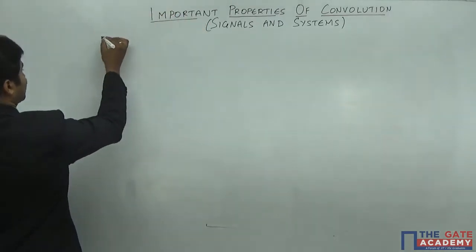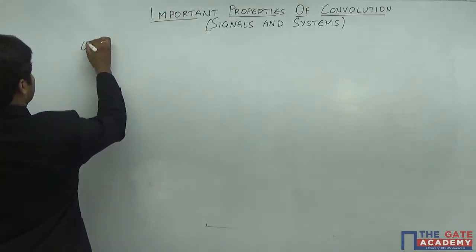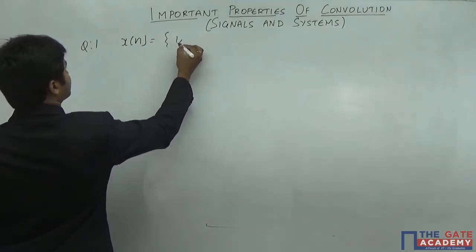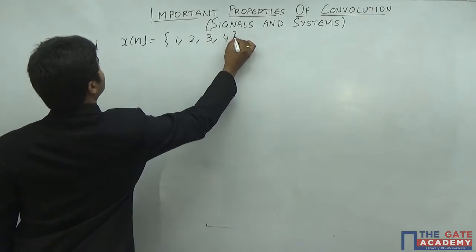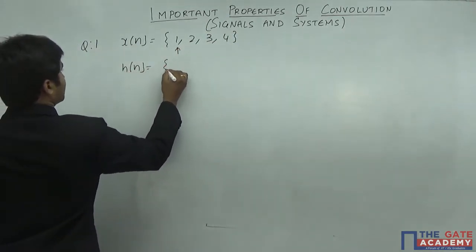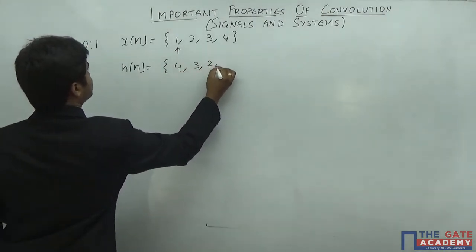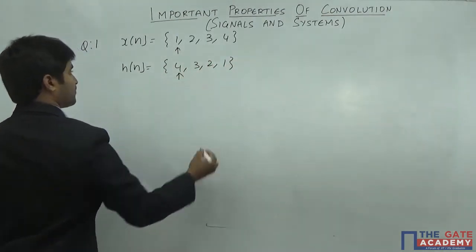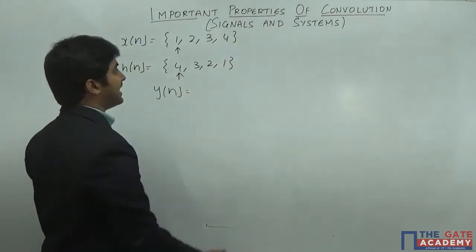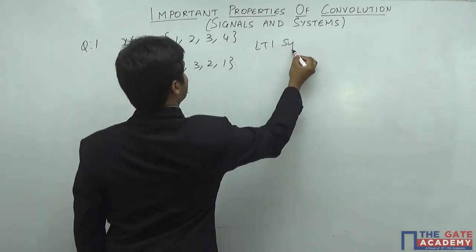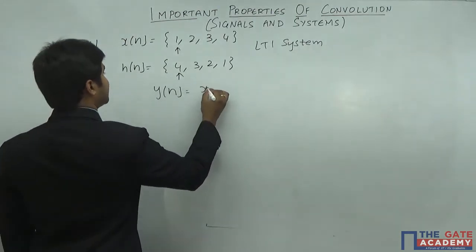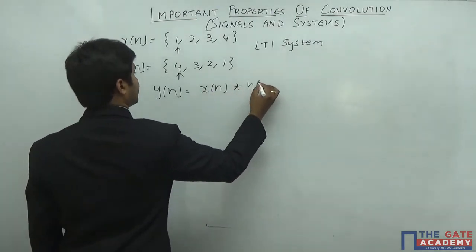So first of all, we'll look at the discrete domain. I'll just take an example. The input is given as a 4 sample sequence 1, 2, 3, 4, and the impulse response h of n is also a 4 sample sequence 4, 3, 2, 1, and I want the response y of n, provided the system is an LTI system. It is clearly given that the system is an LTI system. I just want the output y of n, which is nothing but x of n convolved with h of n.